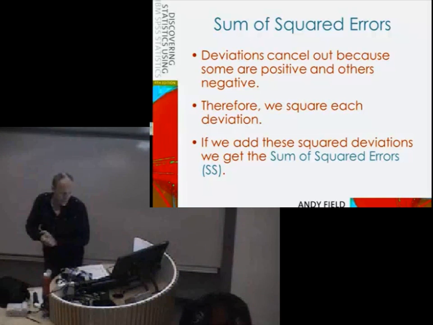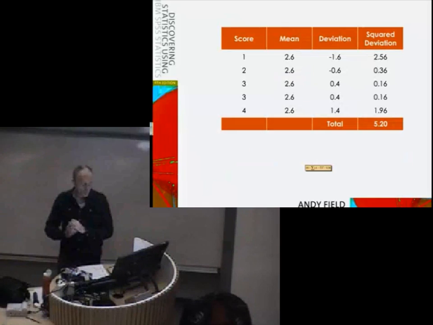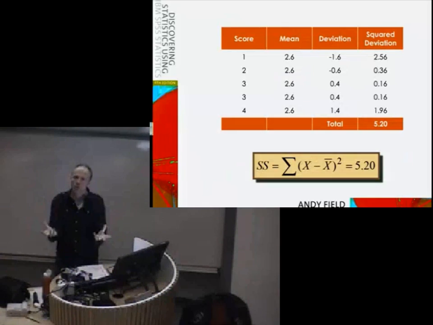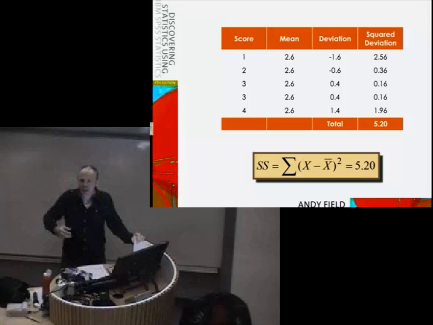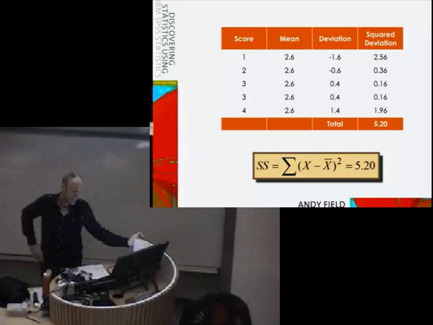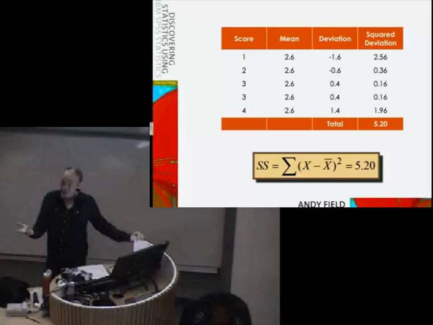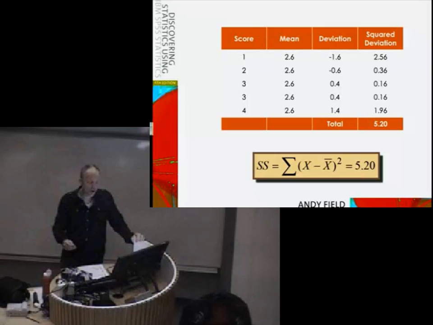So this is the same table as before, but now we've squared the deviations and we can add them up to give us the total squared errors that we have in the model. This is quite a reasonable thing to do, and as I said, in lots of the tests that we look at later in the module, you'll see sum of squares cropping up all the time. So it is used a lot.